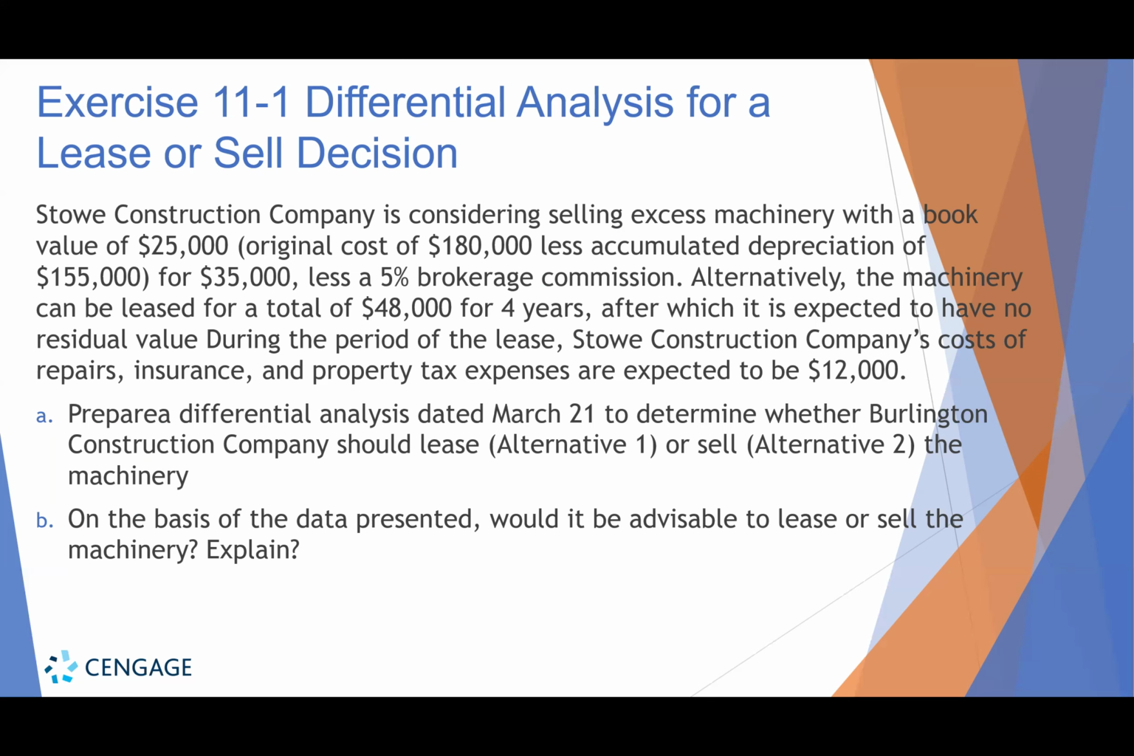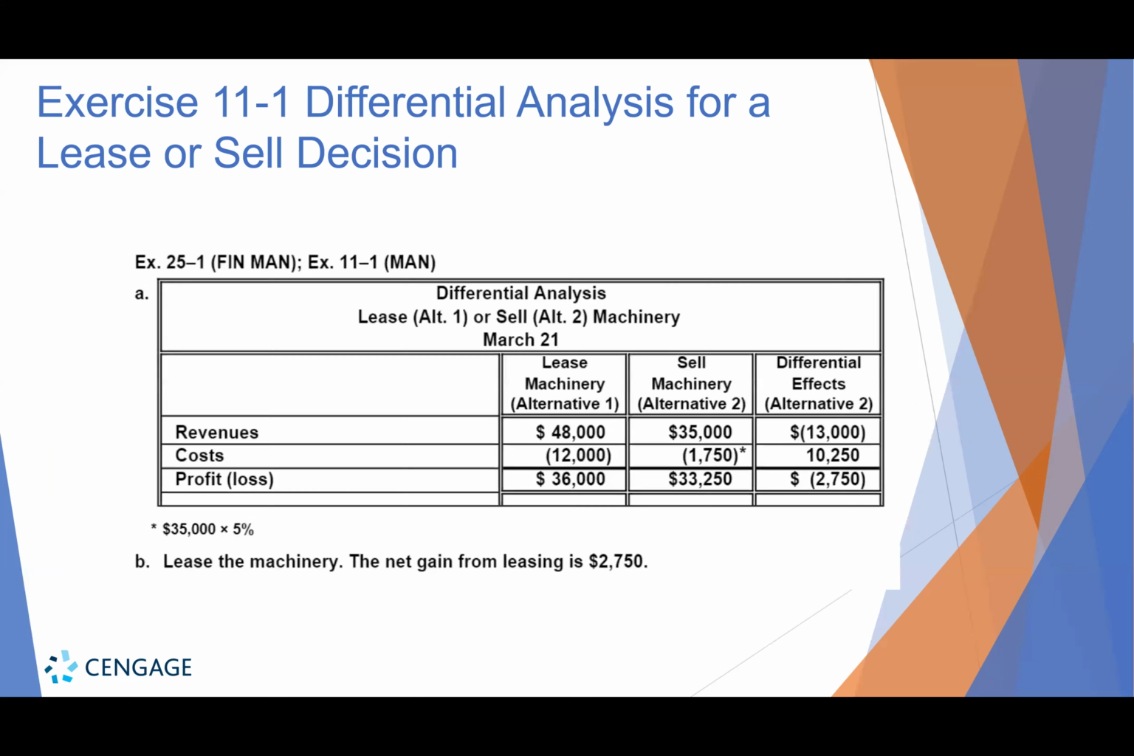So we will prepare alternatives. Alternative 1 is to lease it, or alternative 2 would be to sell it. So you see, if we lease it, we'd get revenues of $48,000, but we'd have our cost of $12,000, and we'd have a profit here of $36,000. If we sell it, we'd make $35,000 and we'd have a commission. So ultimately, which one would we choose if it's just based on money? We would choose to lease the machinery.